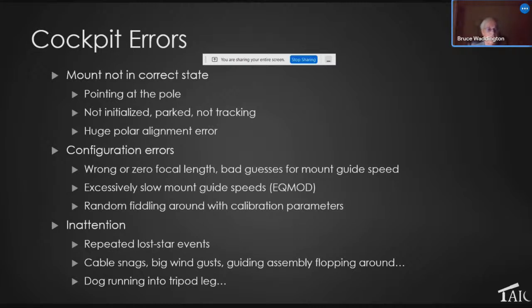This next one is a favorite of mine. This is actually a true story. We had a fellow who ran a calibration and ran a guiding assistant run and couldn't understand why he was getting such horrible results.